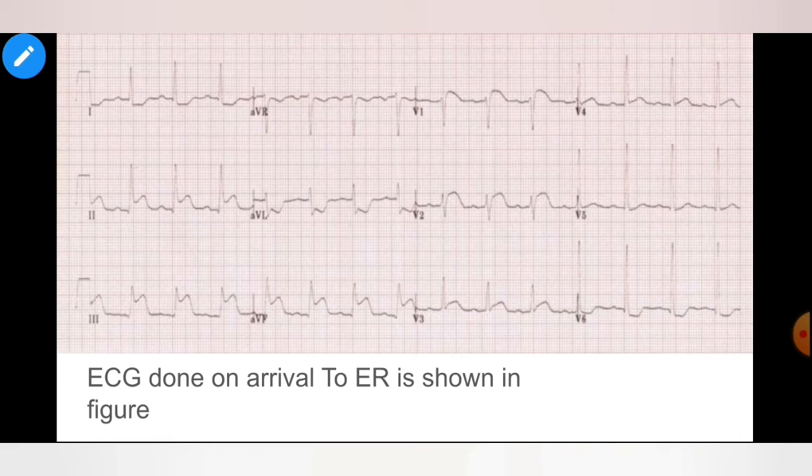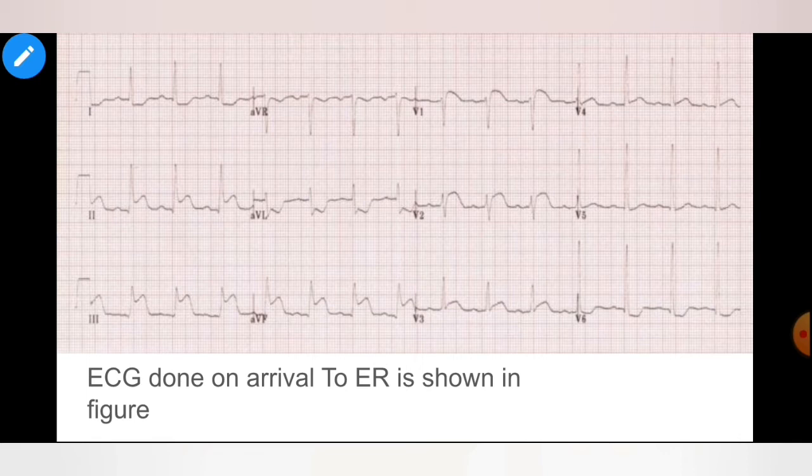There is ST segment elevation in leads 2, 3 and aVF with reciprocal ST depression in lead 1 and aVL. There is ST elevation in V1. And you can also appreciate that ST elevation in lead 3 is quite greater than that in lead 2. So it's also pointing toward RV infarct, possible RV infarct.